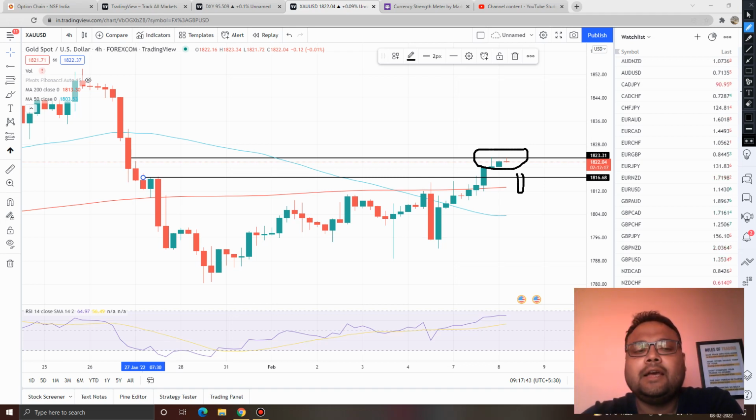Honestly speaking, just like the other days, I am not giving you any clear-cut levels here today because the market is not good. We were hoping that 1814 to 1818 would be a strong resistance, but yes, the market broke it. But right now we are not getting any clear signs yet, so it's better to stay away.